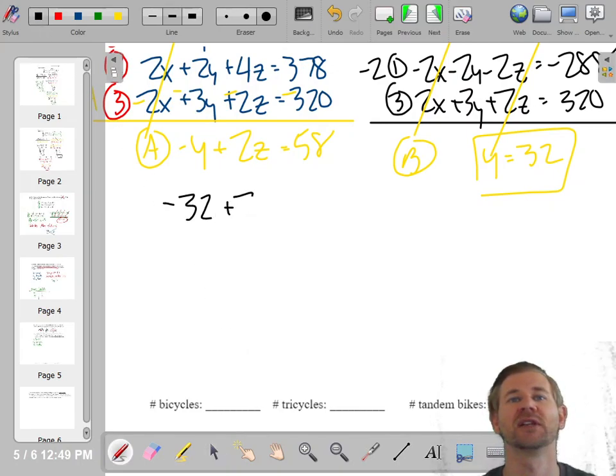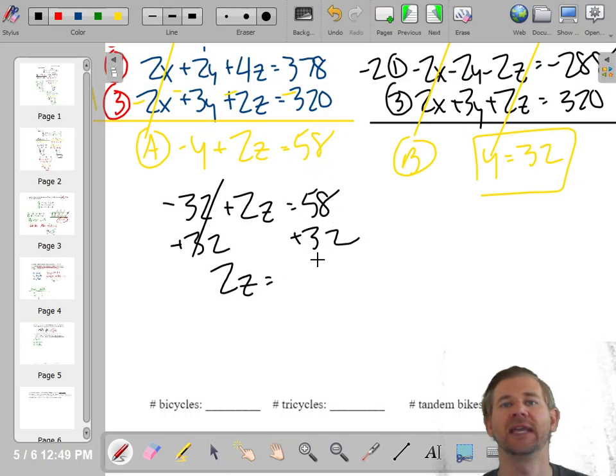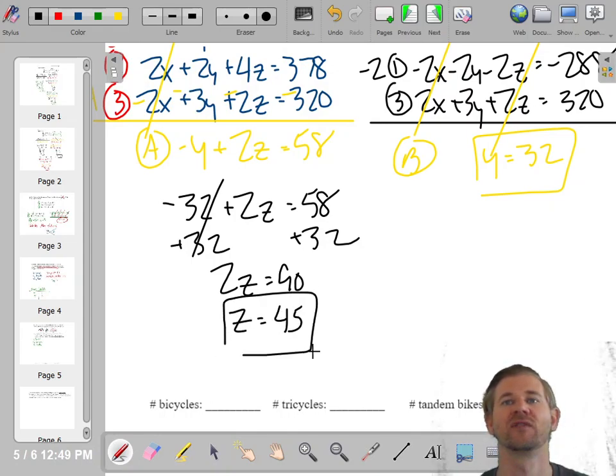Negative 32 plus 2z equals 58. Add 32 to both sides. 2z equals 80 and 10 make 90. So that means if you divide both sides by 2, you get z is 45. So I got two of them. Now I need to get x.